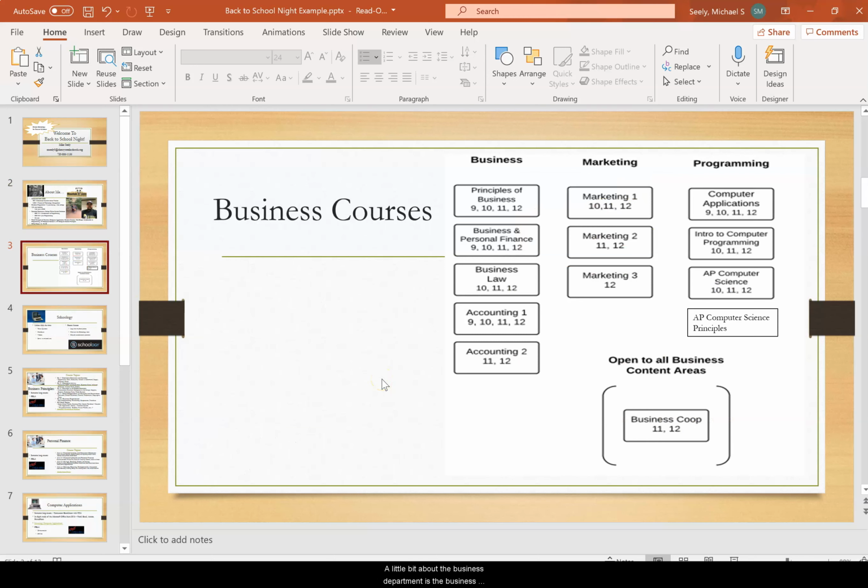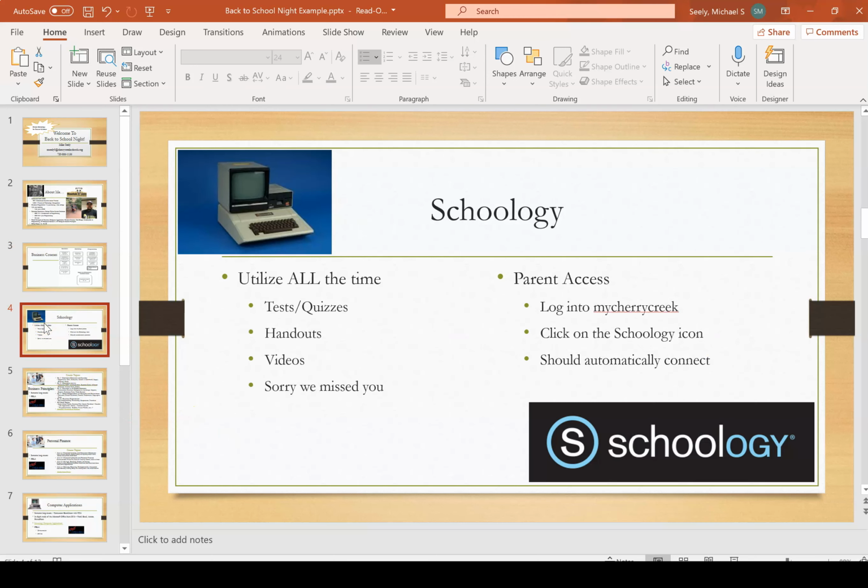A little bit about the business department. These are the business pathways, the different classes that we offer: Principles of Business, Business Personal Finance, Business Law, Accounting 1, Accounting 2, Marketing 1, 2, and 3, Computer Apps, Intro to Programming, AP Computer Science, and Business Co-op as well. I'll go through Schoology here in a minute.